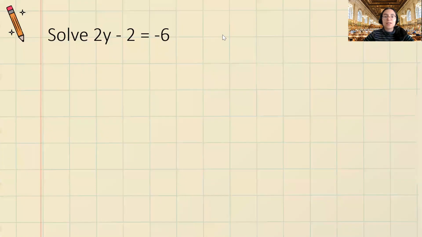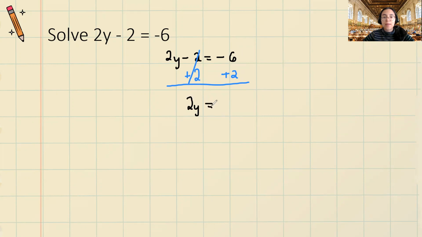Here we have 2y minus 2 is equal to -6. So in order to get y by itself, I am going to start here. I have -2, so I'm going to add 2 to both sides. These 2's will cancel, and I can bring down my 2y, my variable, my equal sign, and -6 plus 2 is going to give me -4. Now I have 2y is equal to -4.